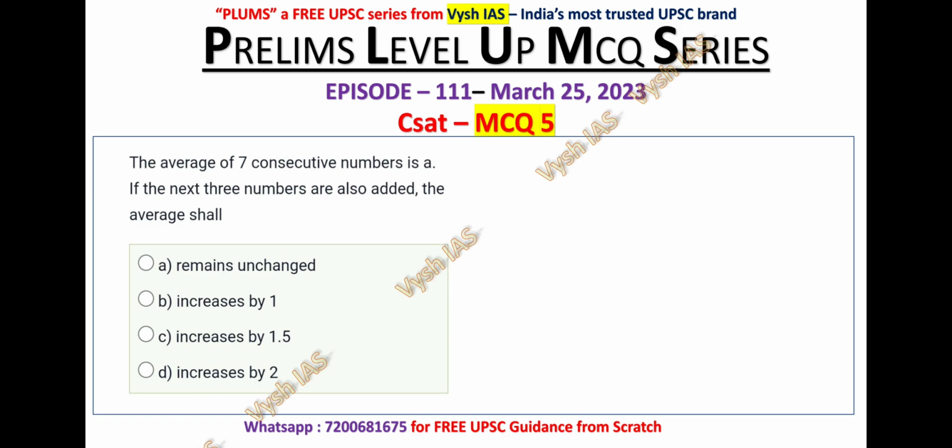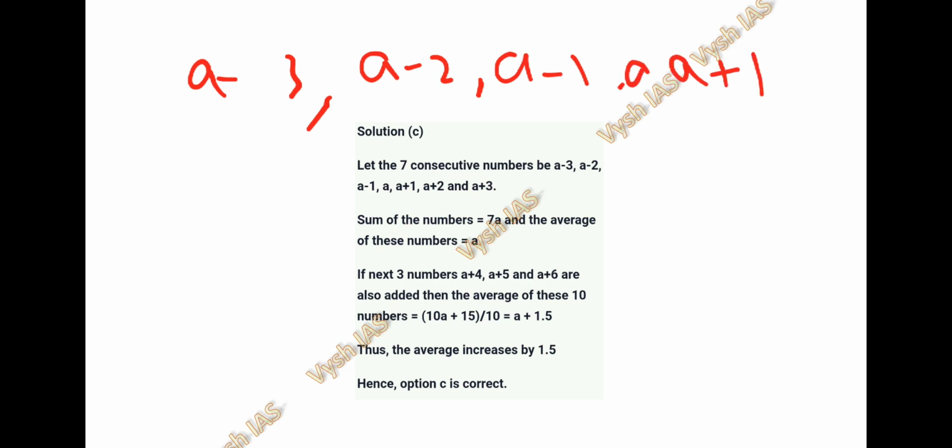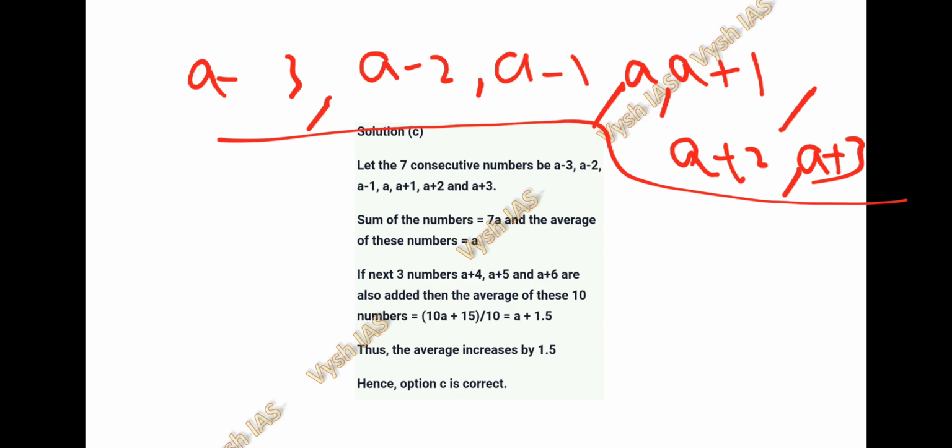If the next 3 numbers are also added, the average shall be. Okay, let's take the numbers as A minus 3, A minus 2, A minus 1, A, A plus 1, A plus 2 and A plus 3, because they have told us the consecutive numbers. So these are nothing but the 7 consecutive numbers. You can take A plus 1, A plus 2, A plus 3 also, but if you take it this way, it is easier to solve the problem, because the cancellation can take place.